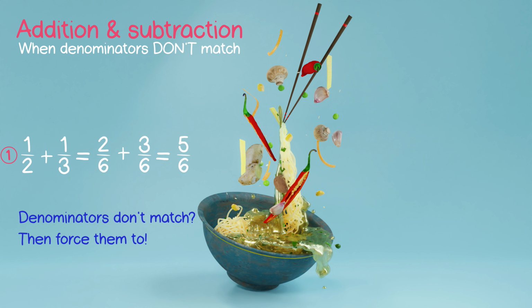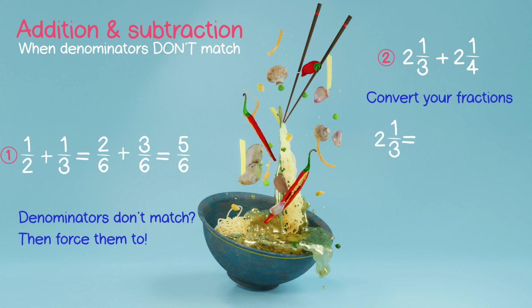Okay, so what if we have a problem that features two mixed fractions and the denominators are not the same? First, we convert our mixed fractions to improper fractions. 2 times 3 equals 6 plus 1 equals 7, so 7/3. 2 times 4 equals 8, 8 plus 1, 9, so 9/4. Now we need to do our extra step because our denominators don't match. We need to force them to match.